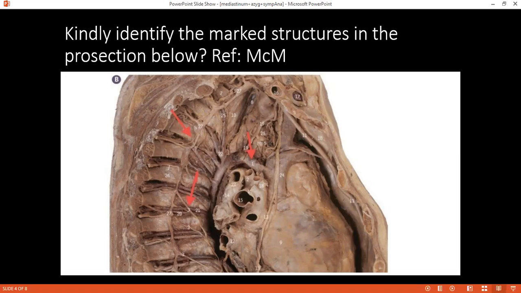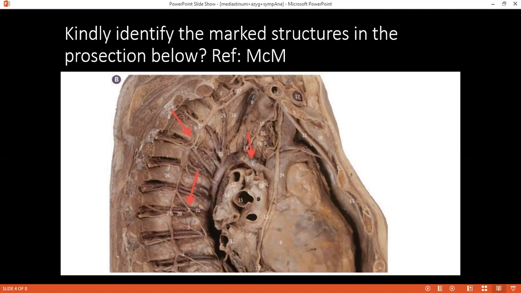Posterior mediastinum: the pericardium is anterior, the vertebra is posterior, the diaphragm is inferior, and superiorly it has a transverse line between the sternal angle and the T4 and T5 vertebra. Very good. Can you please tell me the contents of the posterior mediastinum?